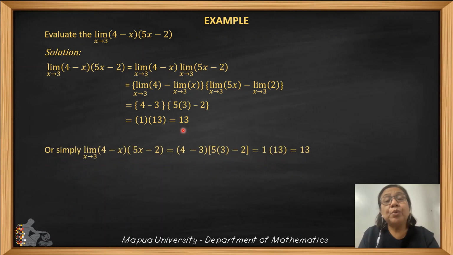If you observe what we have done in evaluating the limit of the given expression or the given function, what we did was just to substitute 3 in place of x. And if we do that, then 4 minus x times 5x minus 2 will now be given by 4 minus 3 times 5 times 3 minus 2, or we also have 13. Okay, so at this point, we say the limit of the product 4 minus x times 5x minus 2 as x approaches 3 is 13.